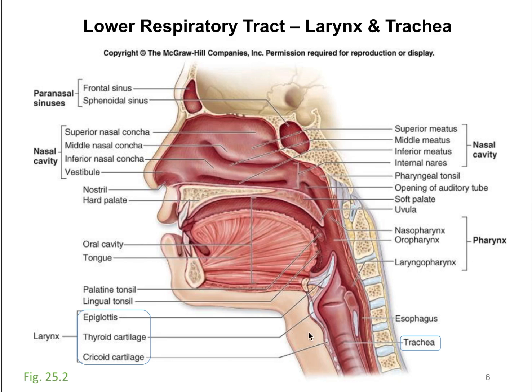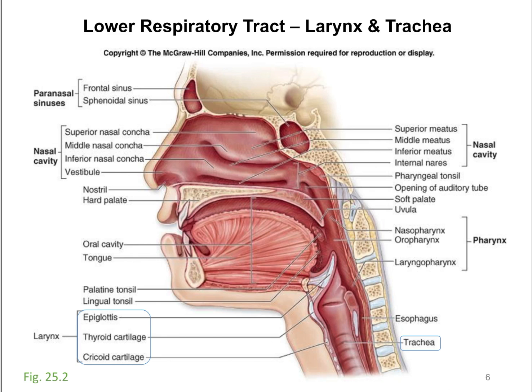So you can also see the larynx on this picture. Again, everything that is below the epiglottis and the hyoid bone is considered your larynx. So you've got your Adam's apple or your thyroid cartilage here, and we'll look at these in the next slide. But it's basically where your voice is produced. And then below that is the tube that goes into your lungs, which is the trachea.